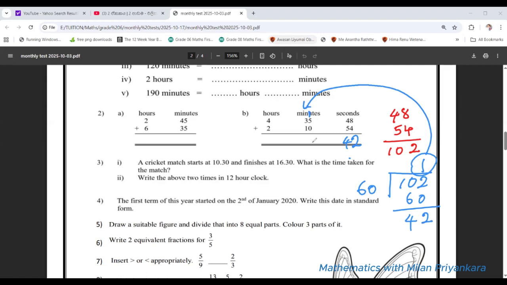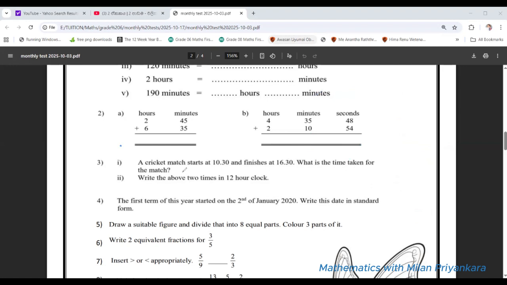So 1 plus 5 is 6. 3 plus 1 is 4. Now it is 46 minutes. So in the hours, it is very easy to add. 4 plus 2 is 6. So your answer should be 6 hours, 46 minutes, and 42 seconds. Okay. And then let's go to question number 3.